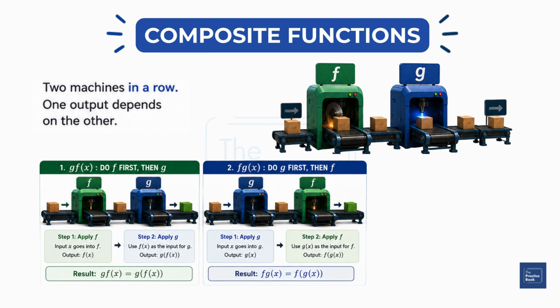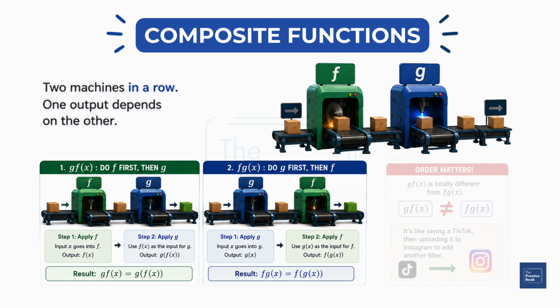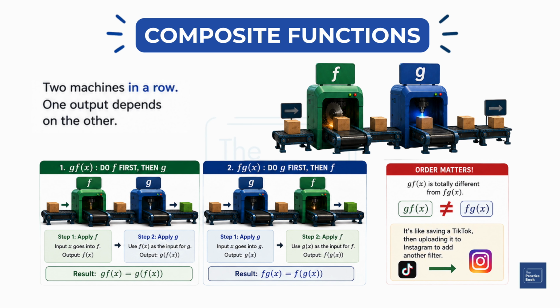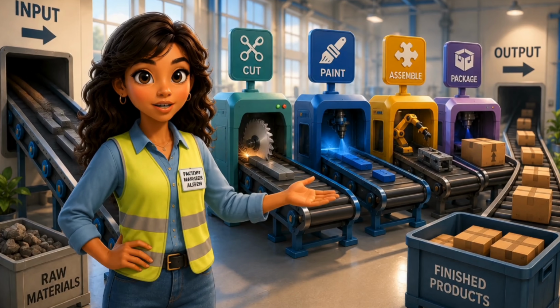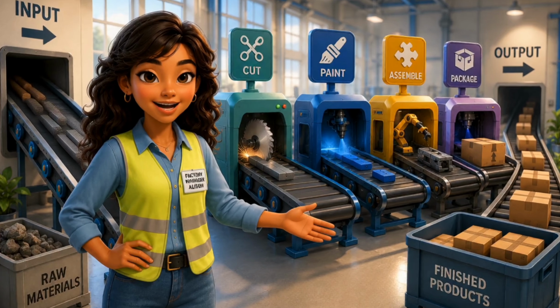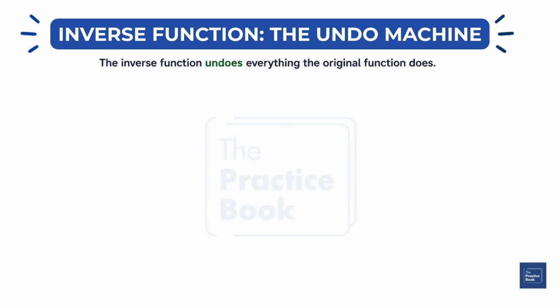Think of it like a production line. One machine cuts the material, then the next machine paints it. You would never paint something before it's been cut if the factory wasn't designed that way. That's why g of f of x is completely different from f of g of x. If you swap the order of the machines, you change the entire production process, and you'll usually end up with a completely different final product. The order matters.